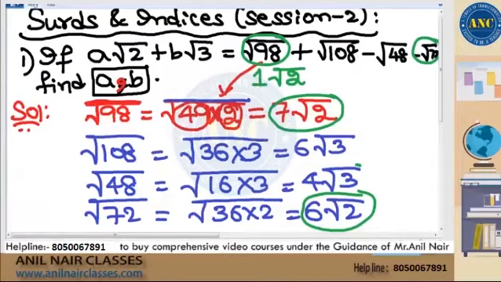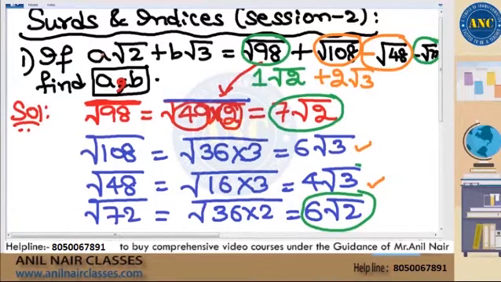Similarly, root of 108, let me use a different color. Root of 108 is 6 root 3. Root of 48 is 4 root 3 with a negative sign. So it is 6 root 3 minus 4 root 3. It is nothing but how much? It is 2 root 3. So it is plus 2 root 3.